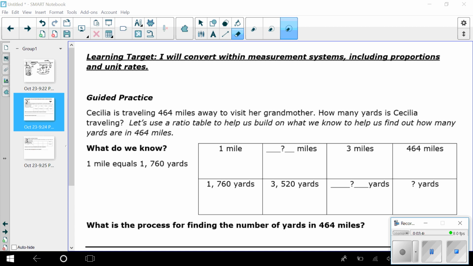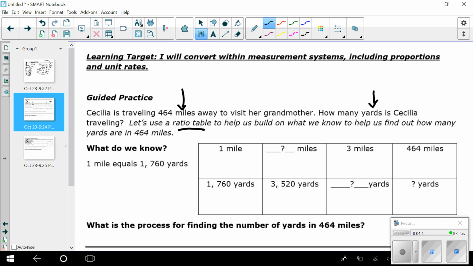So we're converting within a measurement system. Okay? So we're going to look at this problem. Celia is traveling 464 miles away to visit her grandmother. How many yards is Celia traveling? So she's going miles, and we want to know yards. Okay? So we're going to use a ratio table to help us find out, build on what we know to help us find how many yards are in 464 miles.